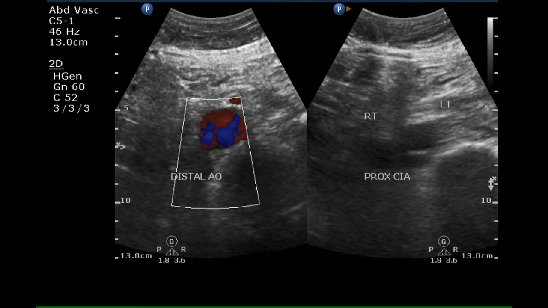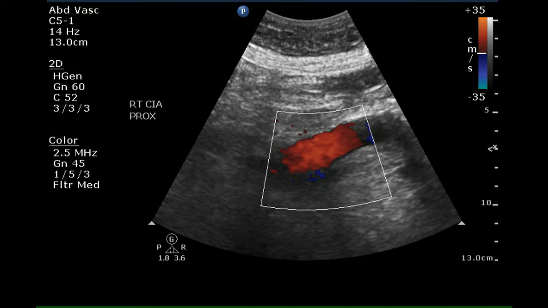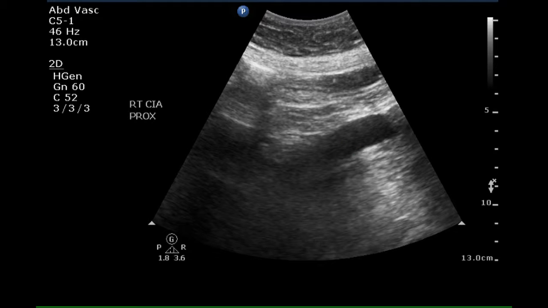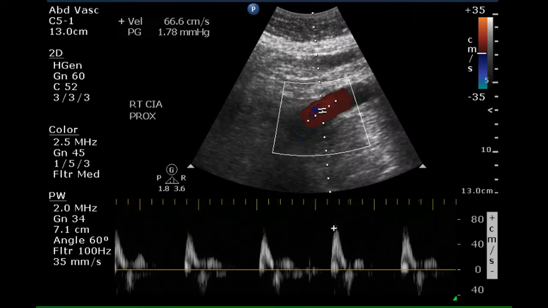A sagittal grayscale image of the right and left common iliac arteries is shown along with the color Doppler in transverse of the distal aorta. The right common iliac artery is shown to fill completely with color Doppler, indicating no plaque or at least a paucity of plaque. The grayscale image adds to this conclusion. The Pulse-Doppler of the right common iliac artery demonstrates a triphasic flow pattern which is consistent with normal flow.